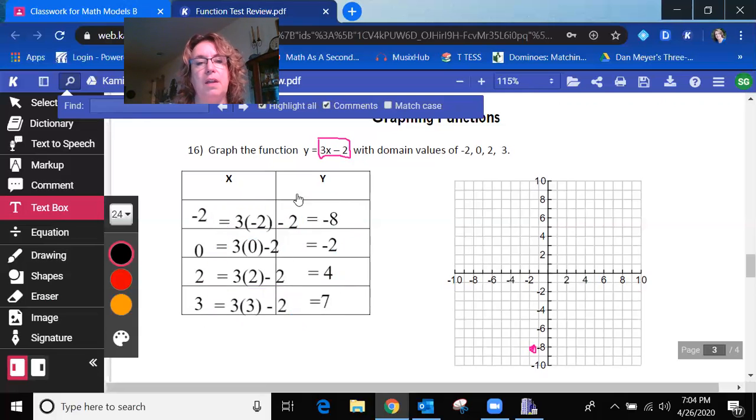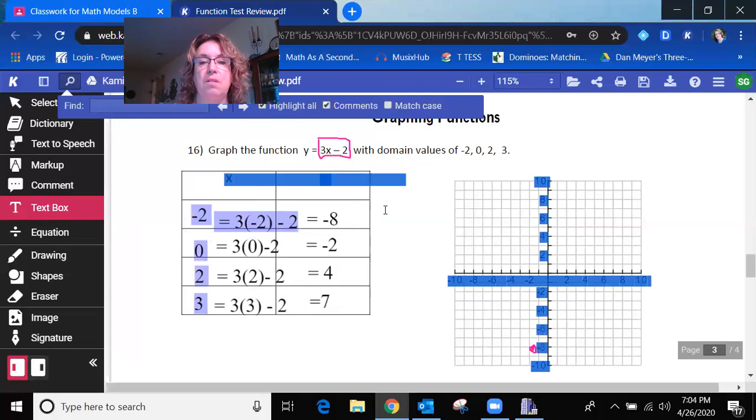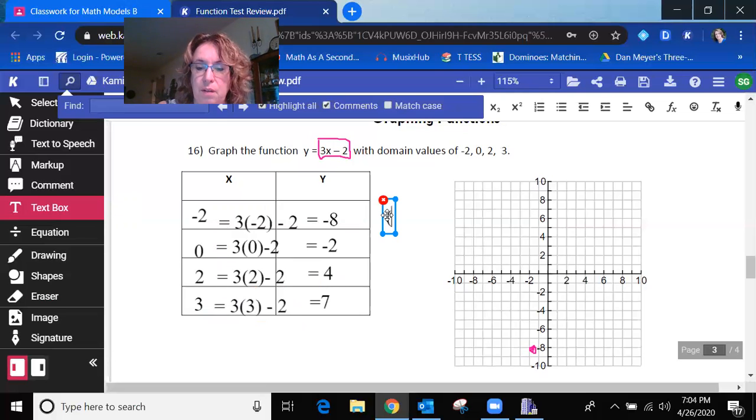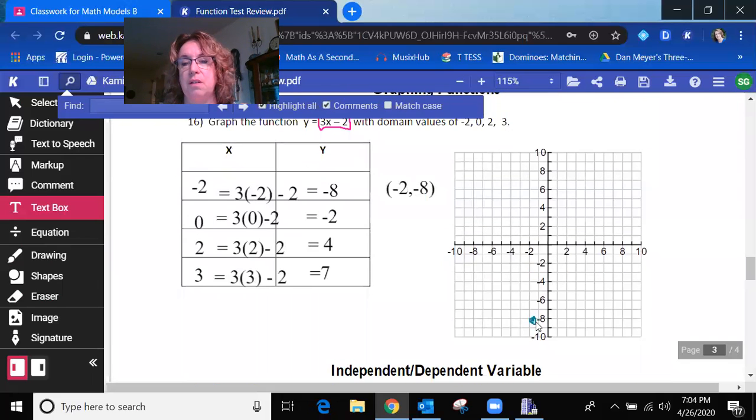So I have my x's that I came out with. They told me at the beginning, the domain. Domain is the x's. So these were my x's, and now I have the y's. Now this means that I have a point x, comma y. And so I could rewrite this as an ordered pair, -2, -8. And -2, -8 happens to be, oh, I scribbled it. There it is right there.